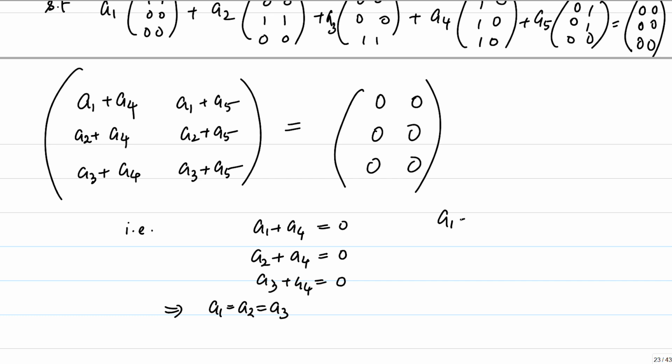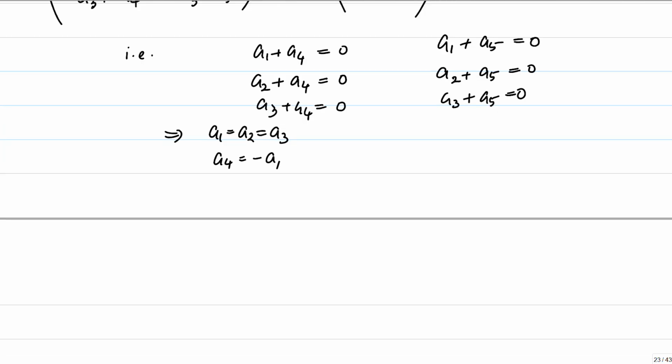And how about the other one? A1 plus A5 is equal to 0. And this also tells us that A4 is equal to minus of A1, whatever the value of that is. This is also A2 plus A5 equal to 0, A3 plus A5 equal to 0, which implies that A1 is equal to A2 is equal to A3, again, which is consistent, and A5 is equal to minus of A1. So, in particular, if A1 is equal to 1, then A1, A2, A3 are all 1, A4 is minus 1 and A5 is also minus 1.